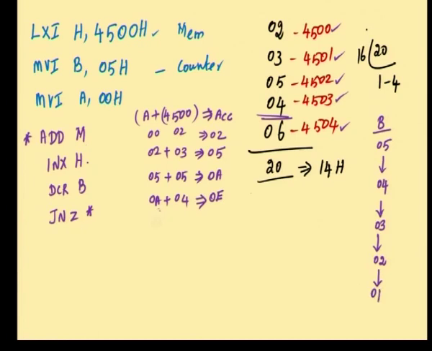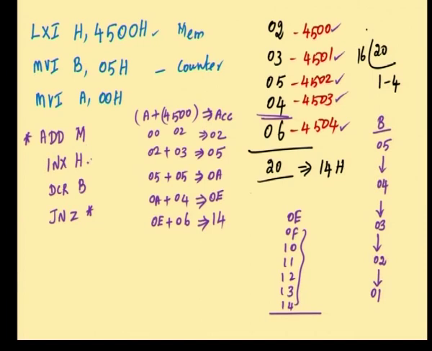So again I have to add with the previous result 0E plus the current value 06, right. 0E plus 06. So E, after F, what comes? 10, 11, 12, 13, 14. So the answer is 14. After 0E it comes as 0F, then 10, 11, 12, 13, then 14. So these 6 numbers are added. So finally you get 14H.